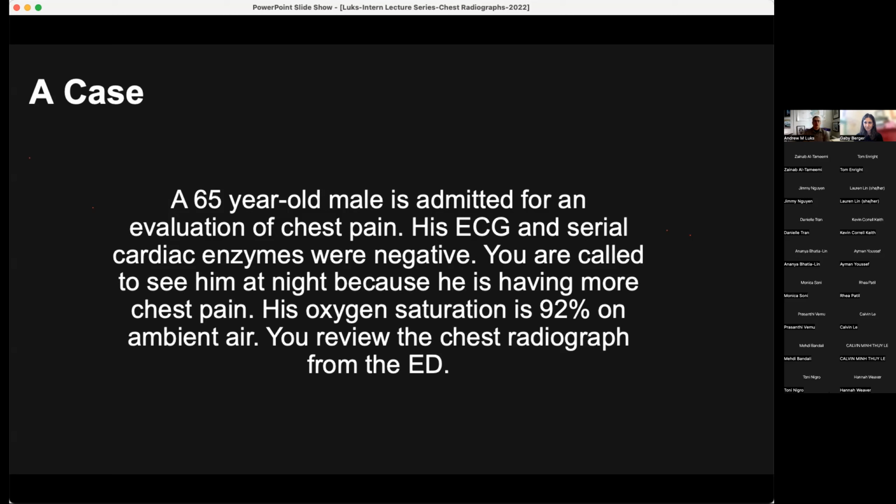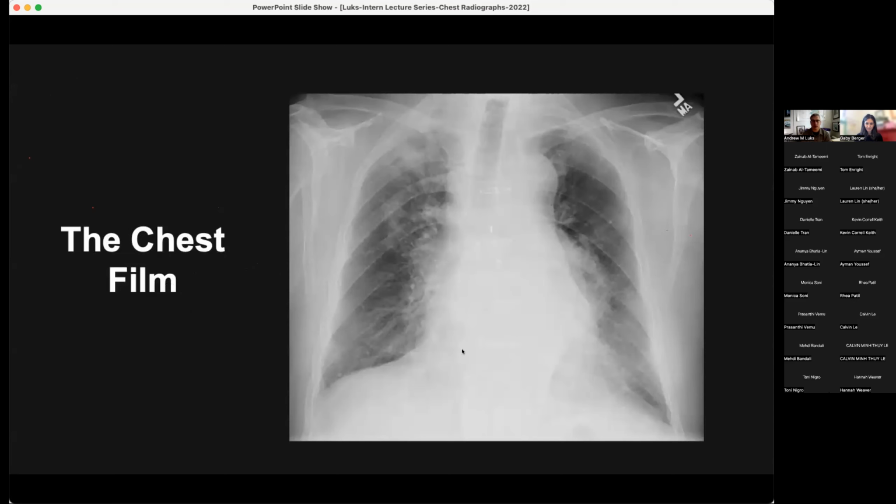Okay. So you've got a 65-year-old male patient who's admitted for evaluation of chest pain. His electrocardiogram and serial cardiac enzymes are negative. You're called to see him at night because he's having more chest pain. He's got an oxygen saturation of 92% breathing air, and you review the chest radiograph that was performed in the ED, and here's what you find. I'll give you a second to look over that film.